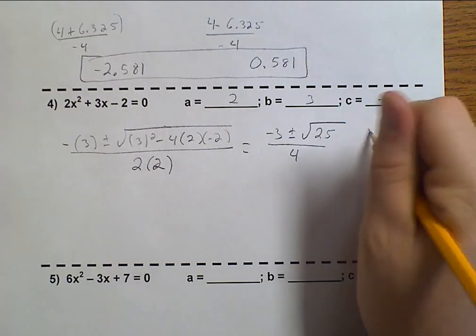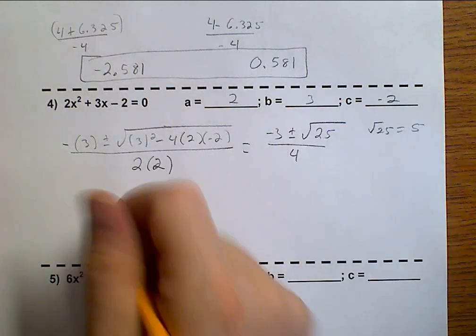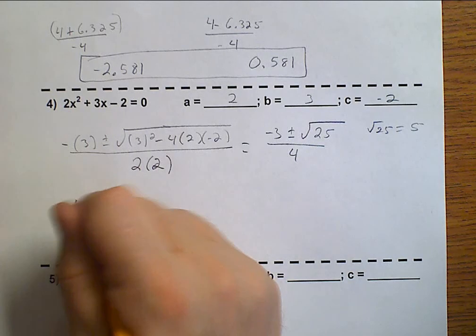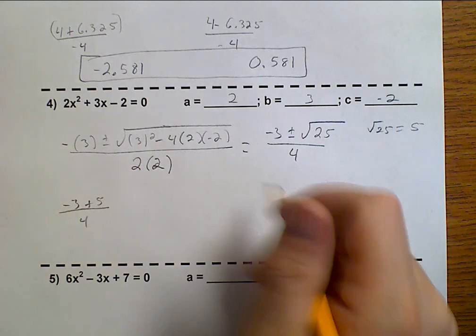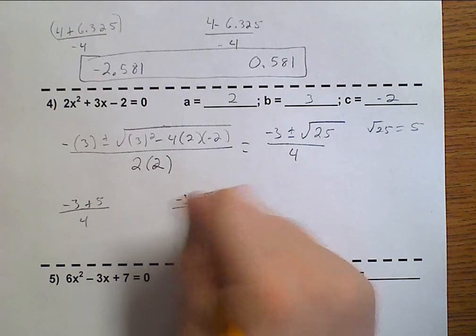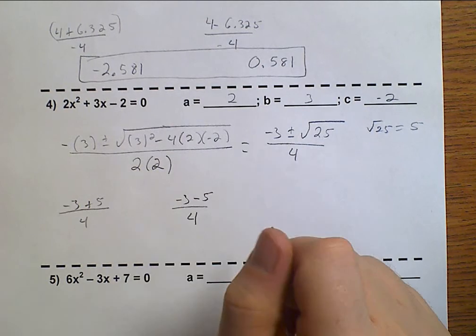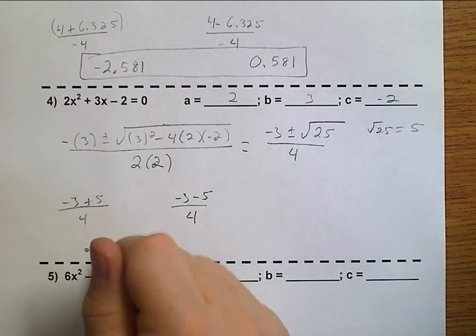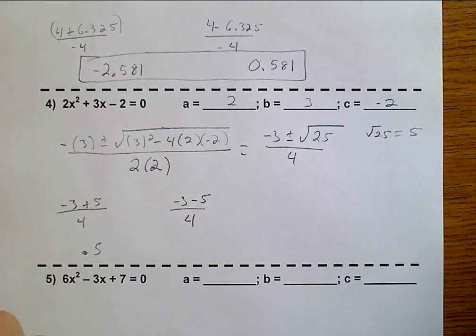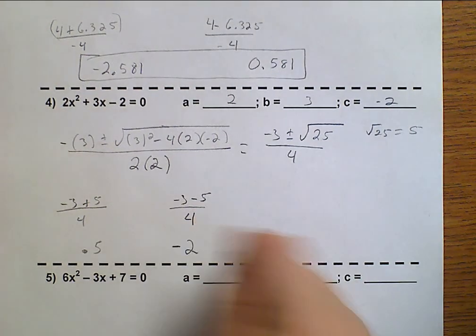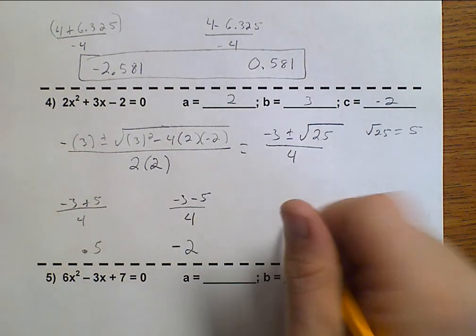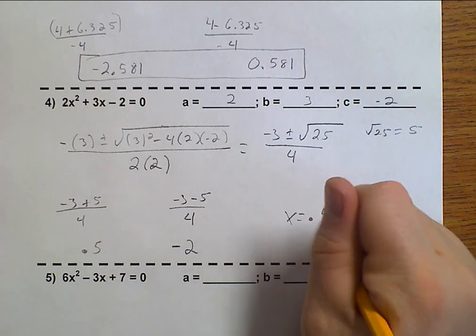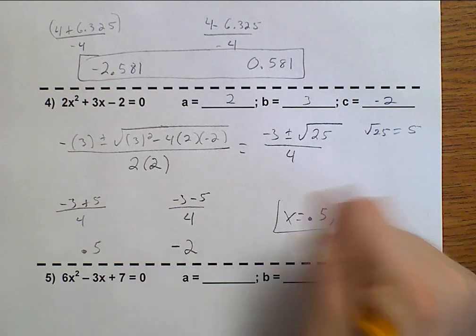Well, the square root of 25 is 5. So it's negative 3 plus 5 all over 4, and negative 3 minus 5 all over 4. So negative 3 plus 5 over 4 gives me 0.5. And negative 3 minus 5 over 4 gives me negative 2. So x equals 0.5 and negative 2.